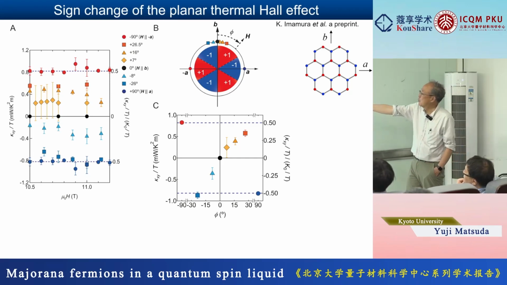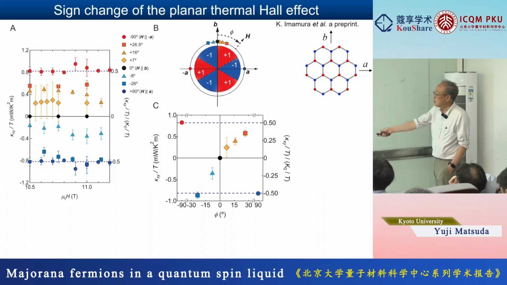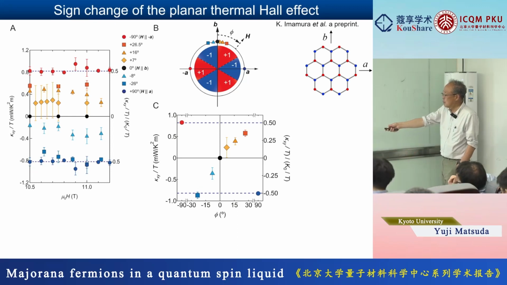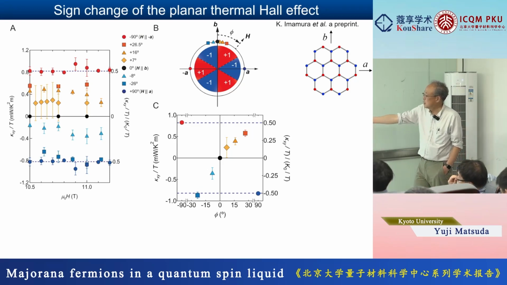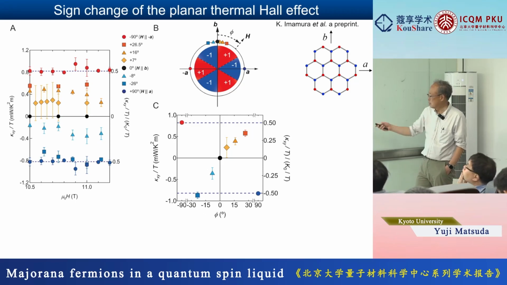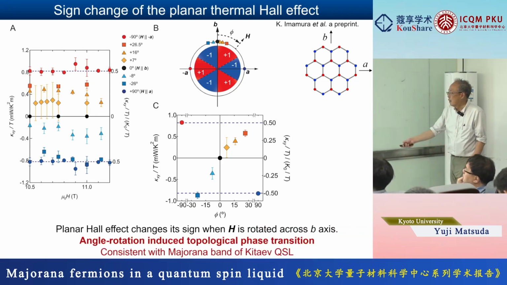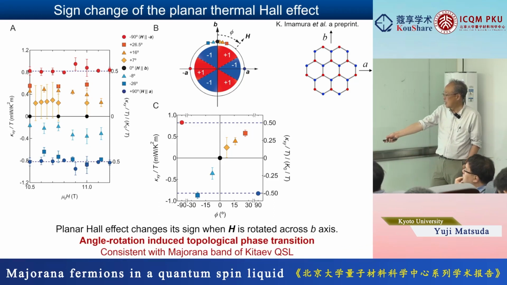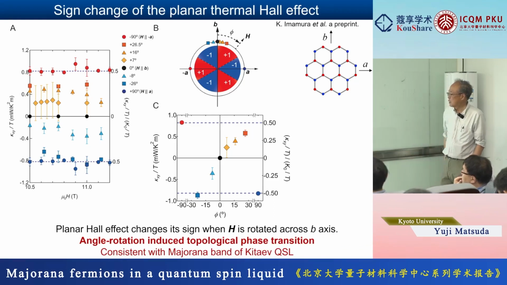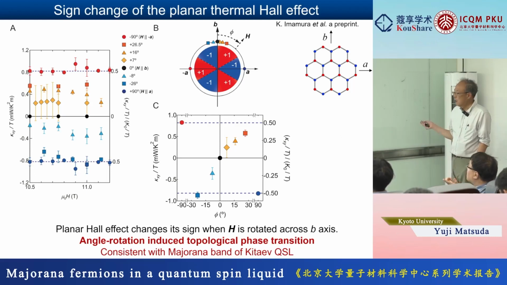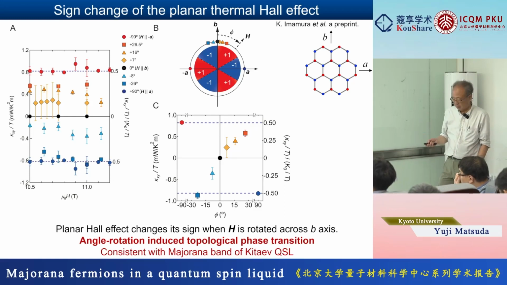We measure the thermal Hall effect in a magnetic field rotating within the ab plane across the b-axis. The quantization does not occur because the gap is very small near the b-axis. But we clearly observe the sign change of the thermal Hall effect when the magnetic field crosses the b-axis. This indicates the planar thermal Hall effect changes sign when the field is rotated across the b-axis. This is evidence for an angle rotation-induced topological phase transition, consistent with the Majorana band.